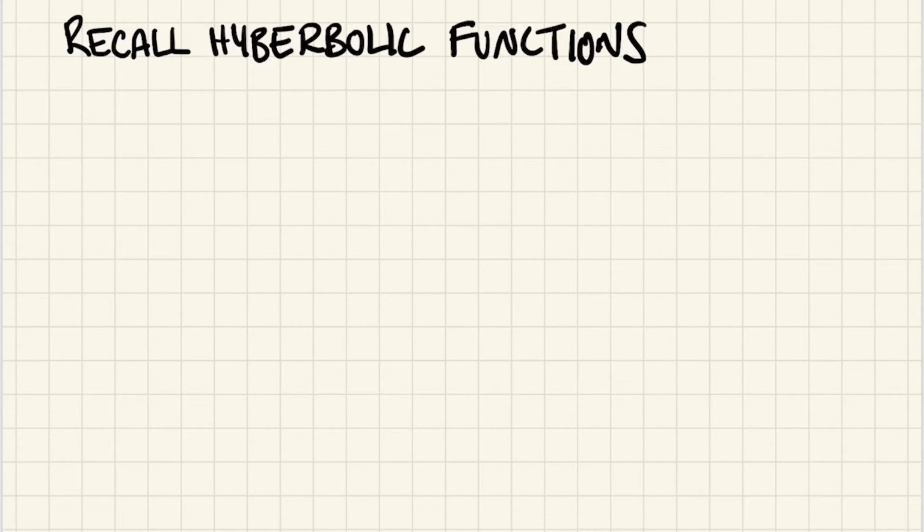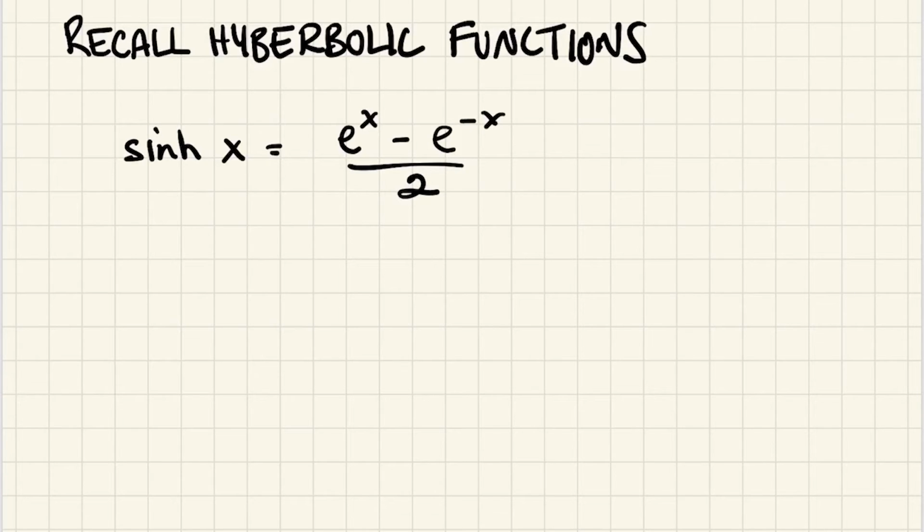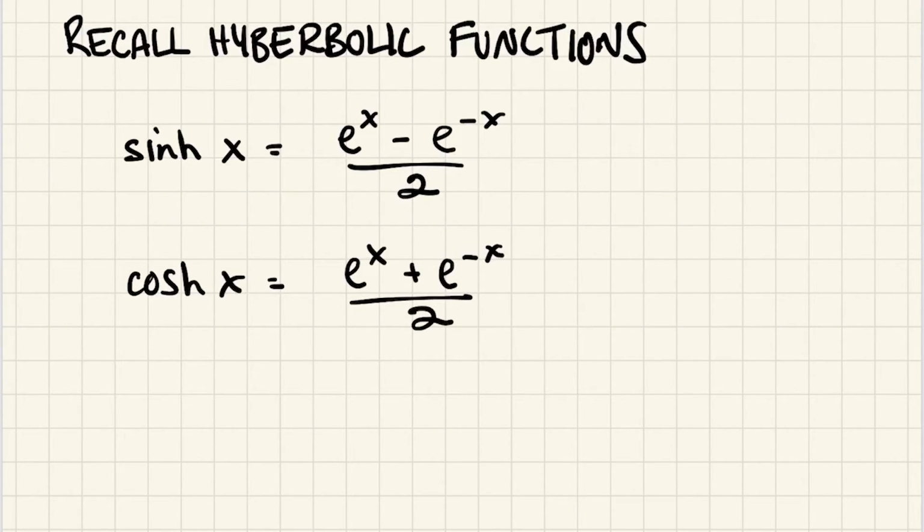Okay, you also need to know the hyperbolic functions from Calc 1. So that's like hyperbolic sine, hyperbolic cosine. So you need to know their exponential definitions. For instance, sinh of x was defined to be e to the x minus e to the negative x, all over 2. Cosh of x, hyperbolic cosine, is e to the x plus e to the negative x, all over 2.